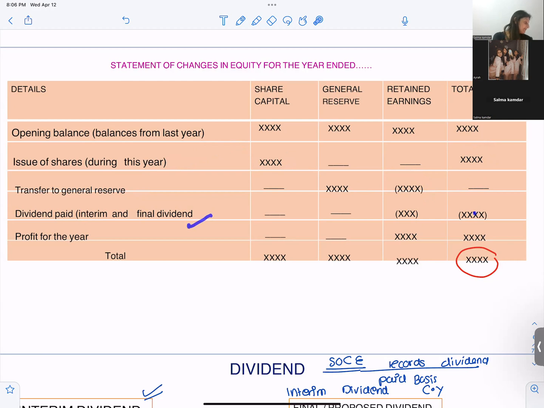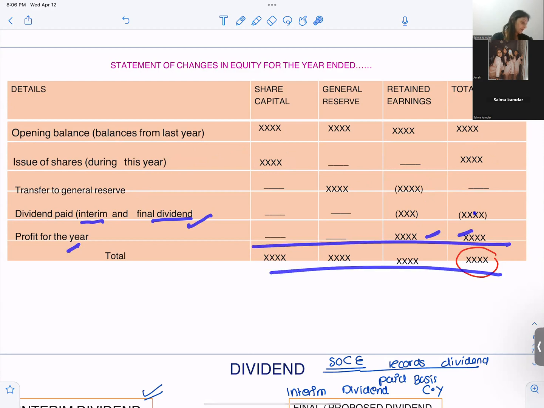Interim dividend of which year? Interim of the current year and final of the previous year. Profit for the year is added to retained earnings and total. Then you will do all your totals.